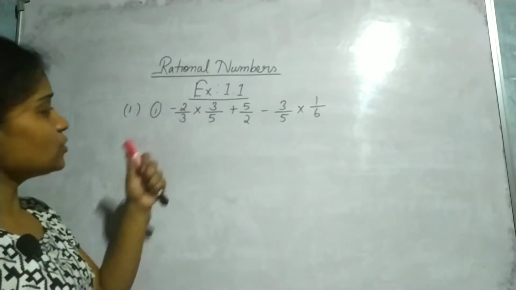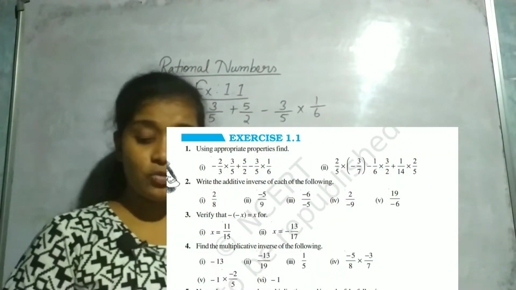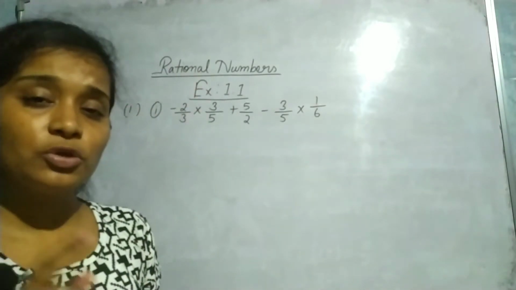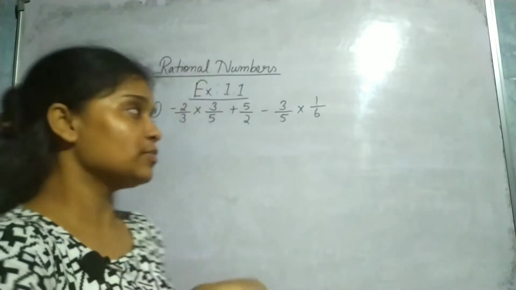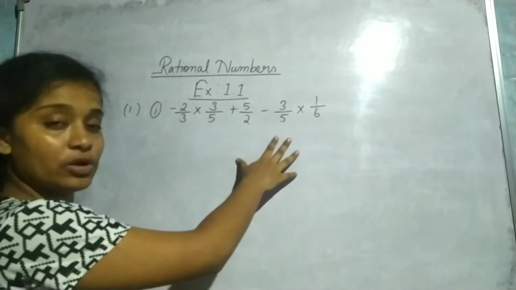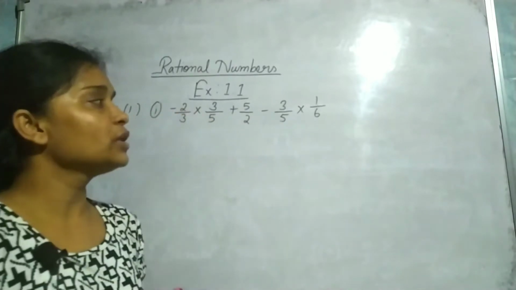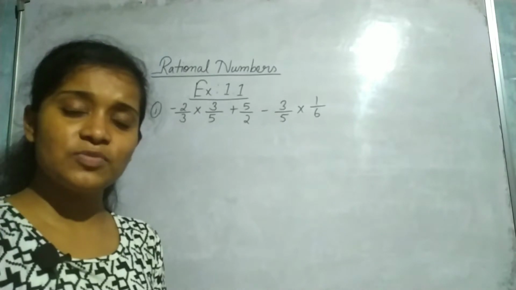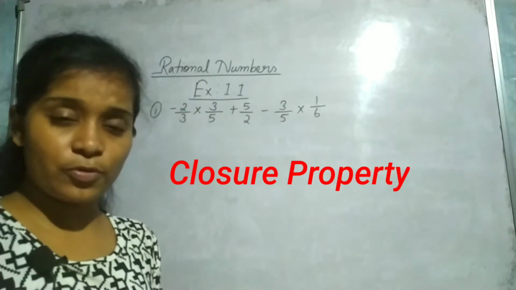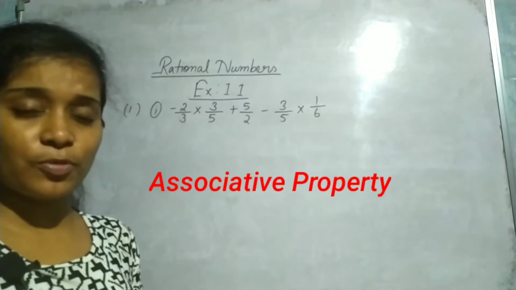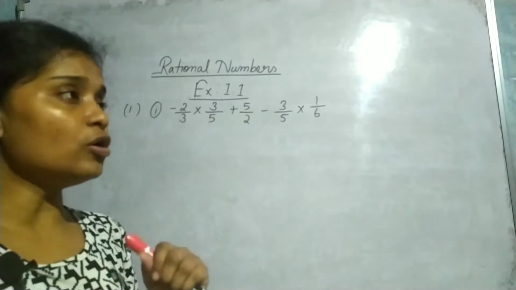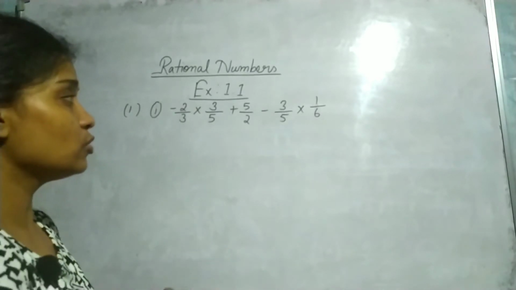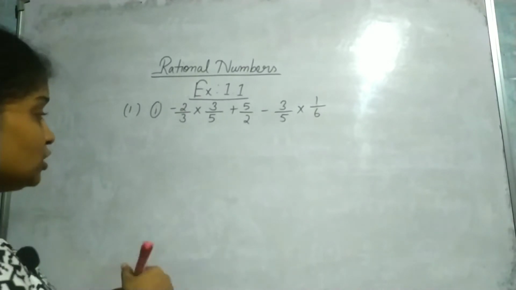Today our first question is: using properties, find. Okay, so that means what? Using some property of rational numbers, we need to find the value in this question. In my last video I discussed the closure property, commutative property, associative property, and distributive property. So we need to use some property among them. So check here what properties we need to use.